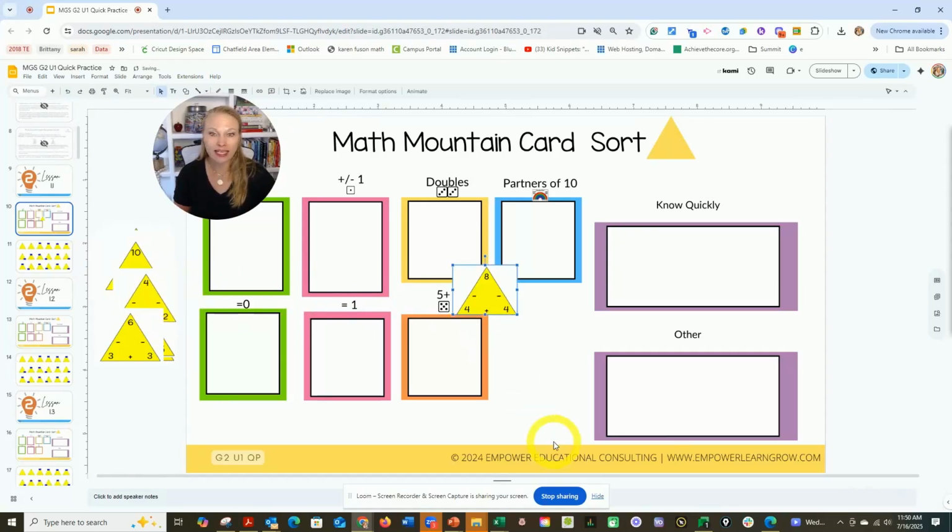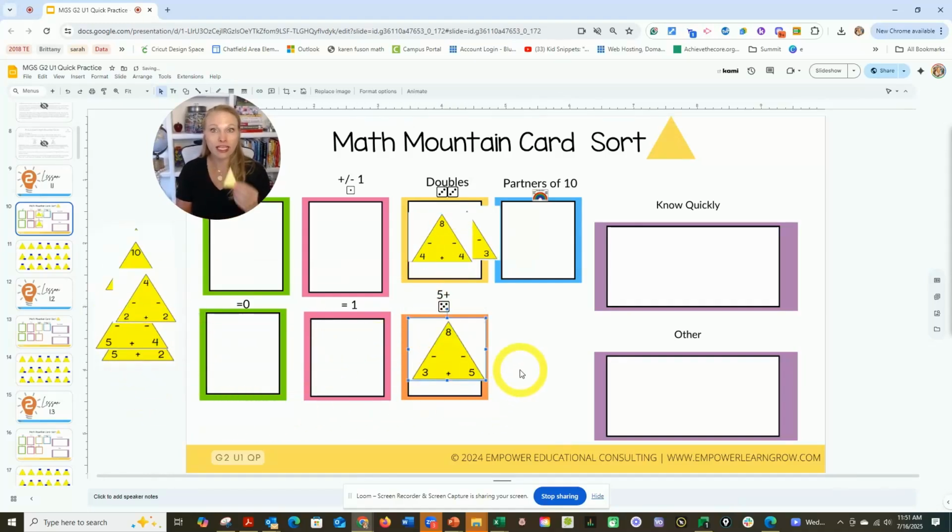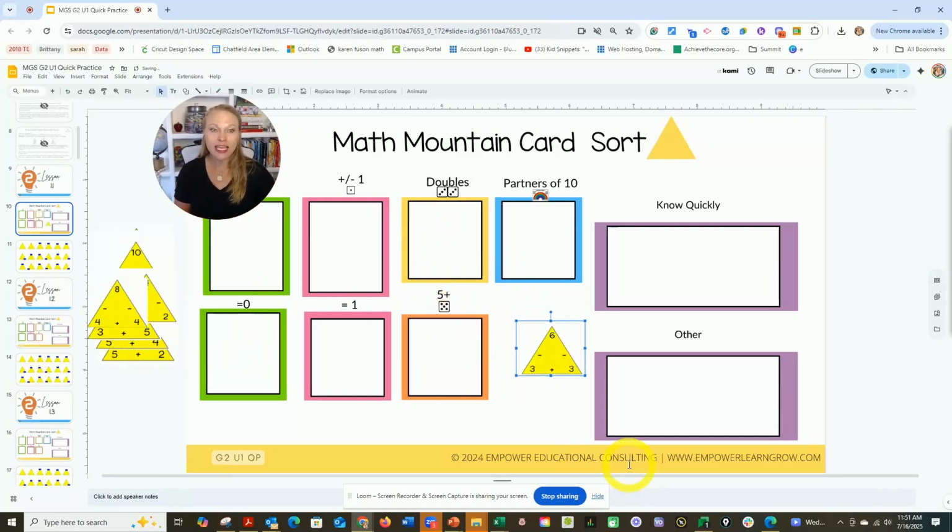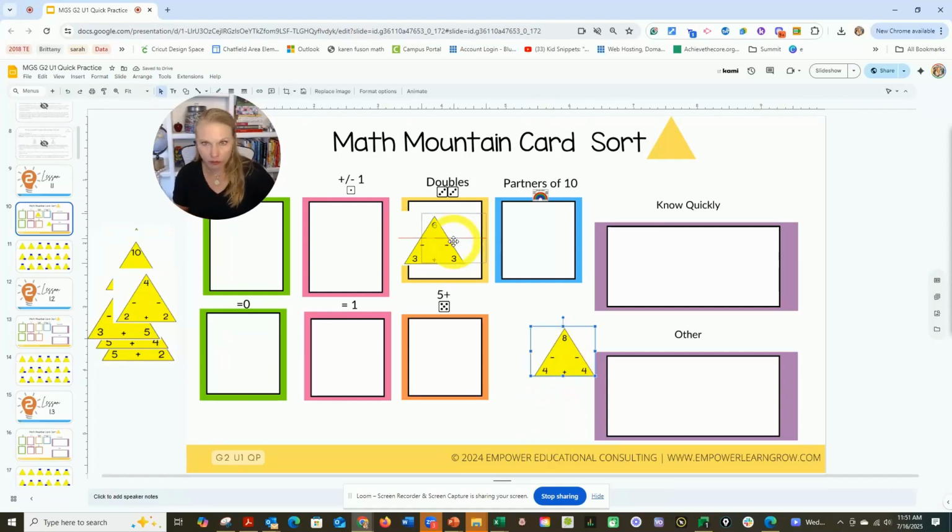So what type of fact is this? And students are like, oh, that's a doubles fact. Oh, there's another doubles fact. This is a 5 plus fact. So they take their cards and they sort them. Now, you can ask students as a student leader to take a card and the student says class and the whole class says doubles and the student leader moves it to doubles. They take the next card, class, doubles, and they move it to the doubles section.